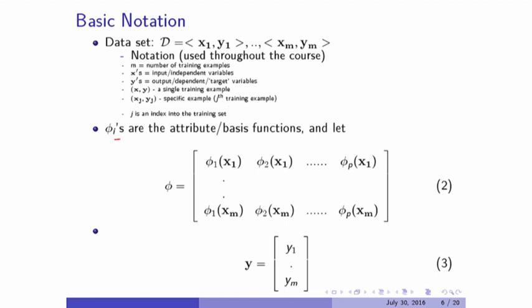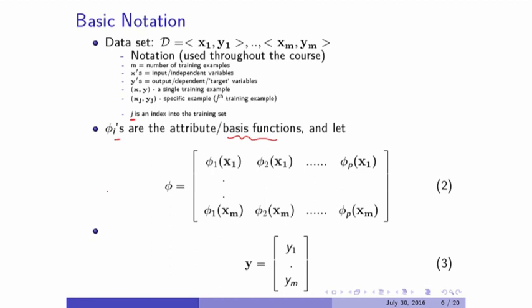So continuing with this notation, the data set D will consist of m training examples (x1, y1) to (xm, ym). The x's will be the input or independent variables, the y's will be the output or dependent target variables. We'll try and use j as an index into the training set. So (xj, yj) is a specific training example. We'll try and use i's as indices into the attribute functions. We'll also call them basis functions.